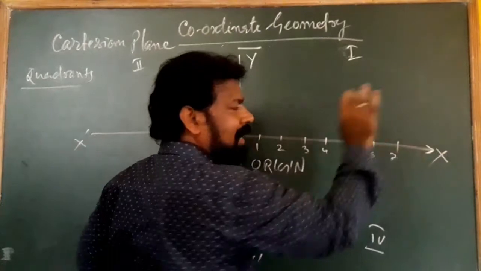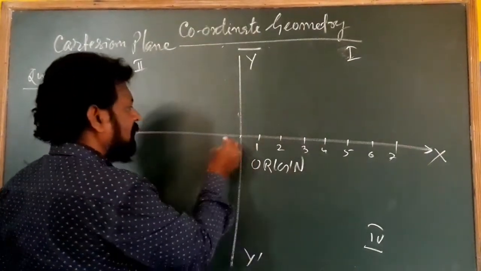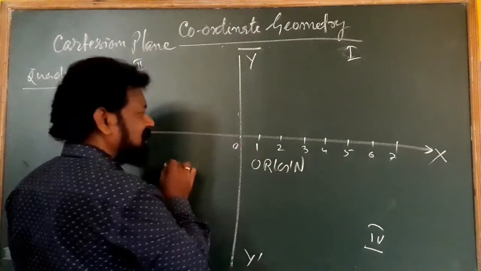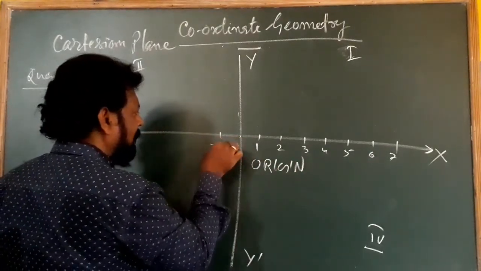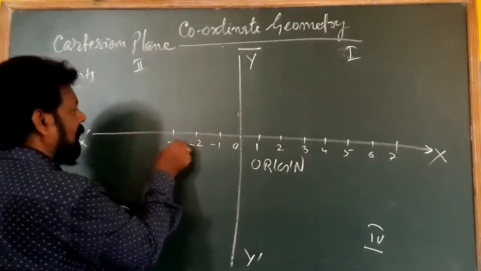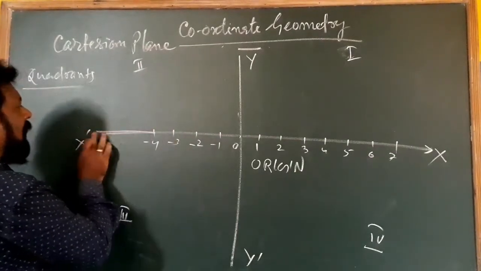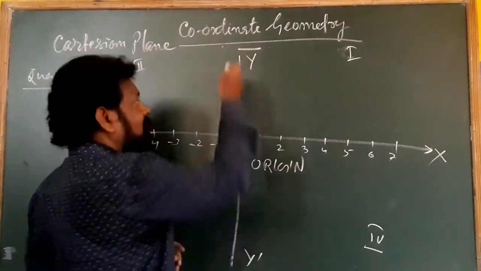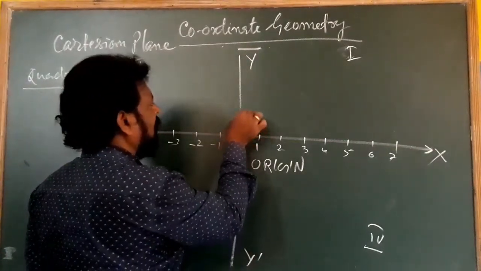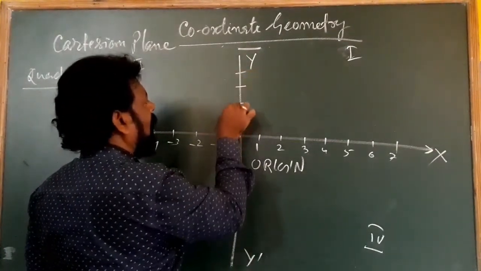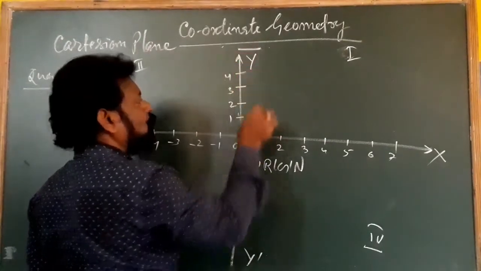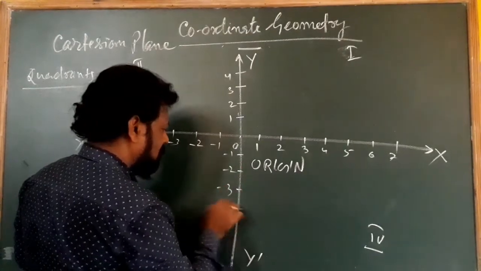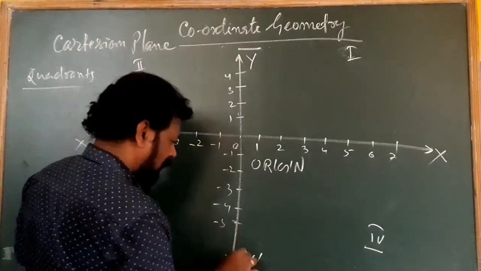Because it's continuity, I gave an arrow mark. Similarly, this is ultimately 3, 2, 1, and this value of origin is 0, and this comes again -1, -2, -3, -4 and so on, like this. Similarly, for y axis, y and y dash, upper part you can take the values like 1, 2, 3, 4 and so on, and down part, that is -1, -2, -3, -4, -5 and so on.